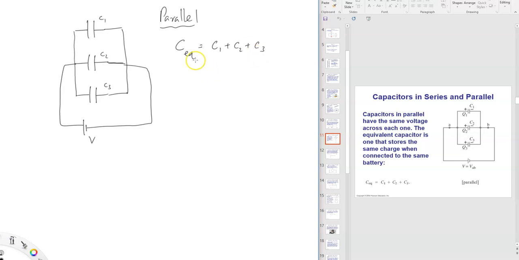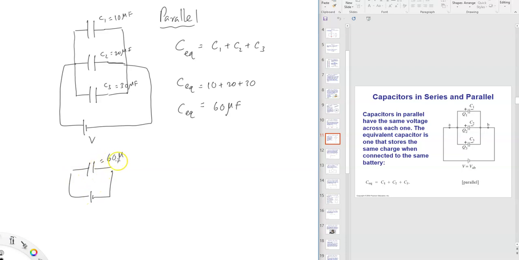So for an example, let's say C1 is 10 microfarads, this is 20 microfarads, this is 30 microfarads. CEQ is 10 plus 20 plus 30, which is 60 microfarads. That's CEQ. So it is the same as replacing all three with a single capacitor and connecting it to the battery. This capacitor should be 60 microfarads. It will accumulate the same charge. It will work exactly the same way. Right?